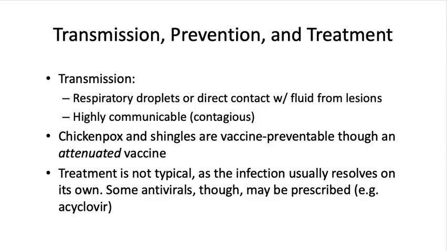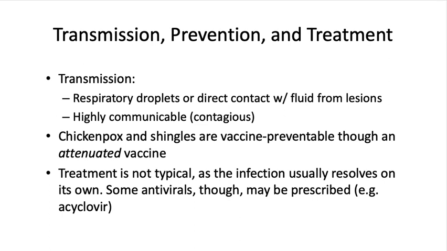Varicella zoster or chickenpox is transmitted through respiratory droplets, which come from coughing, sneezing, or talking, or direct contact with the fluid that comes from the lesions. Sounds disgusting. It's highly contagious, or highly communicable. Chickenpox and shingles are both vaccine preventable.